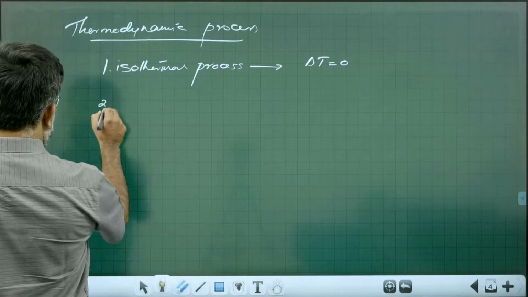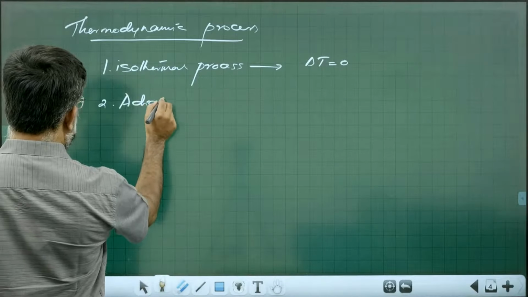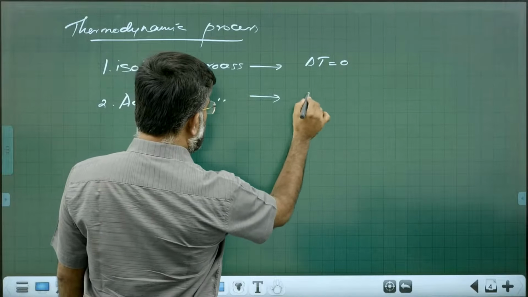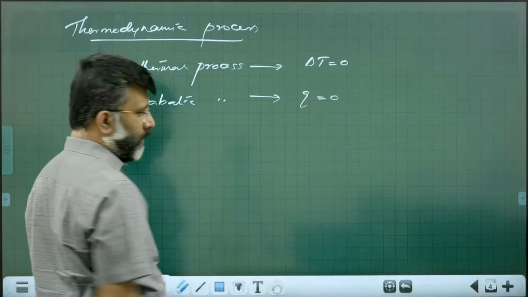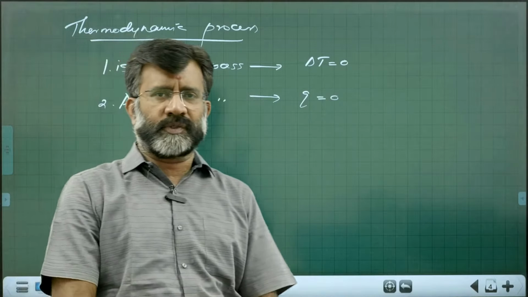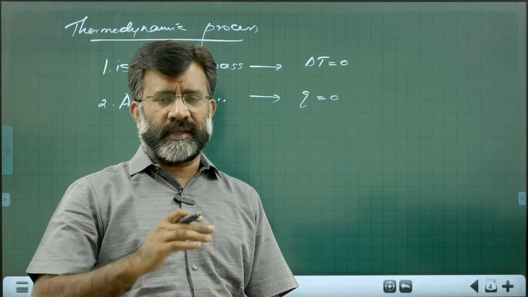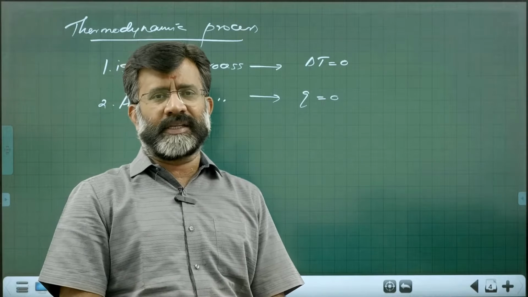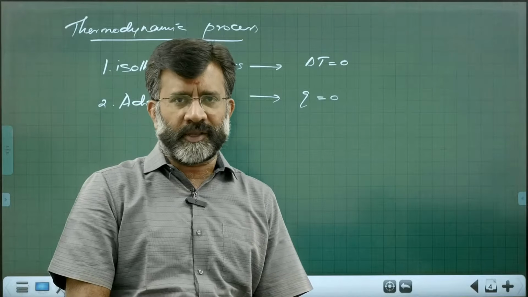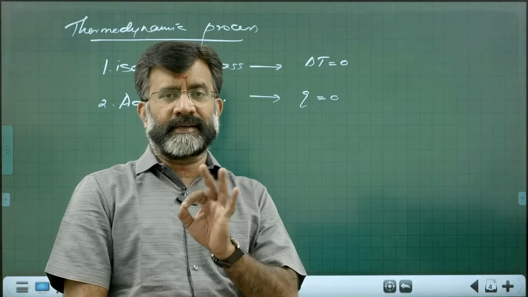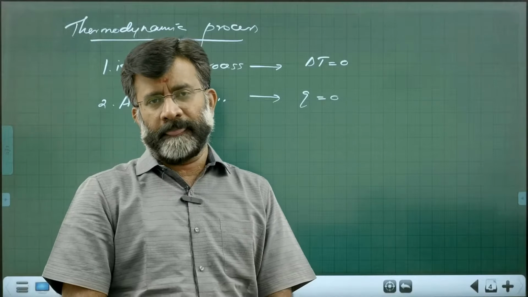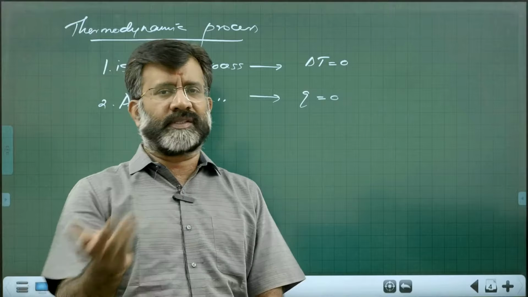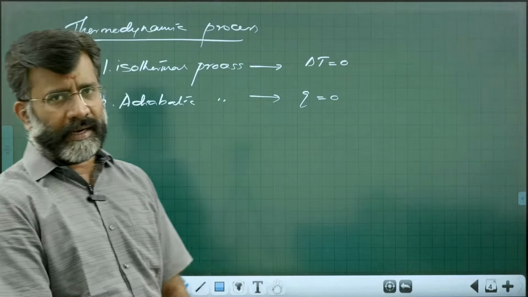Number 2, adiabatic process. What is an adiabatic process? Heat transferred is equal to 0. There is no heat transferred. Small q stands for heat transferred: heat given to the system, heat absorbed by the system. Right? Heat transferred is equal to 0. That is an adiabatic process. There is no transfer of heat between the system and surroundings.